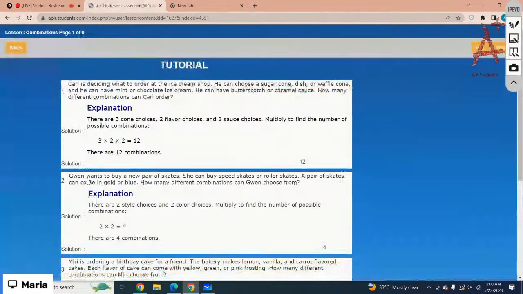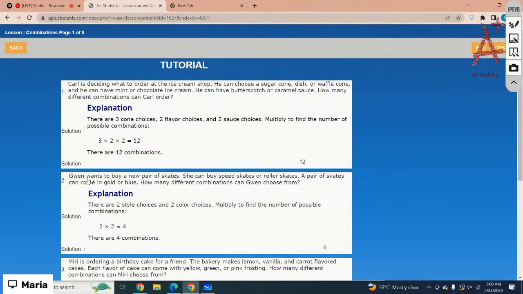Okay, Carl is deciding what to order at the ice cream shop. He can choose a sugar cone, dish or waffle cone, and he can have mint or chocolate ice cream. He can have butterscotch or caramel sauce. How many different combinations can Carl order?